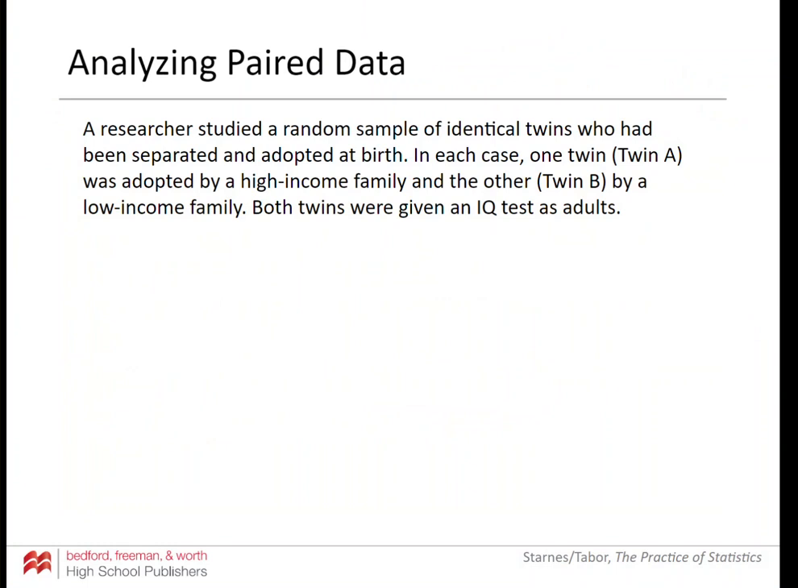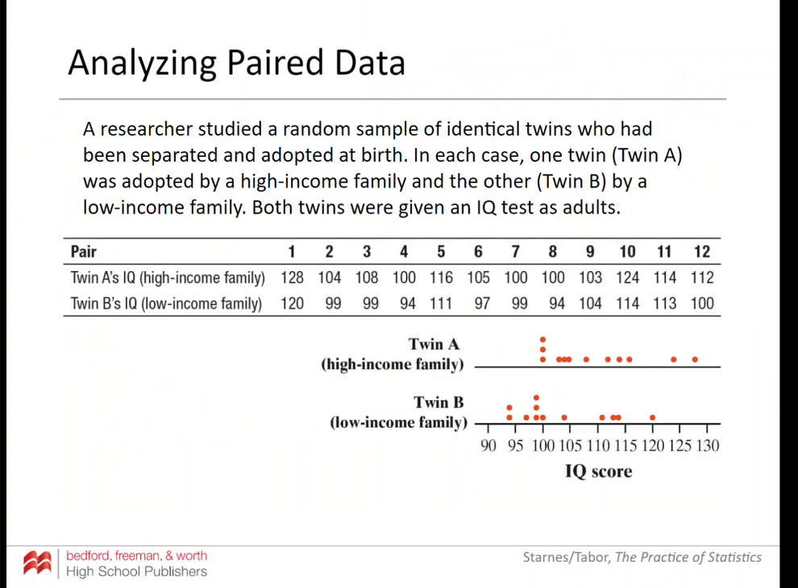A researcher studied a random sample of identical twins who had been separated and adopted at birth. In each case, one twin, twin A, was adopted by a high-income family and the other twin, twin B, by a low-income family. Both twins were given an IQ test as adults. Here's the data.